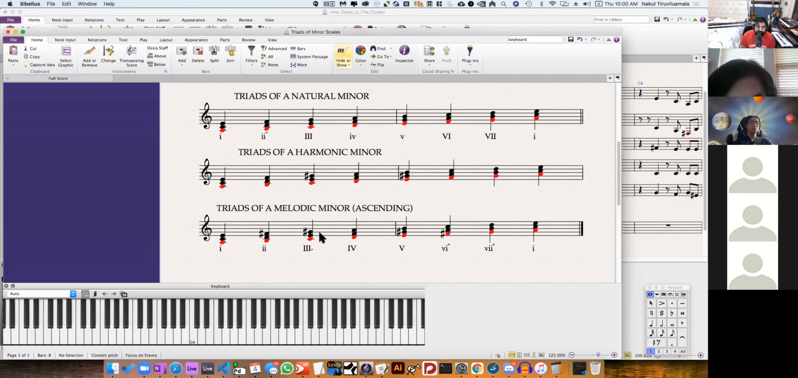Now, this is the arrangement of triads we get if we use melodic minor as the basis for the triads of our scale, right? Ascending melodic minor, I should say.